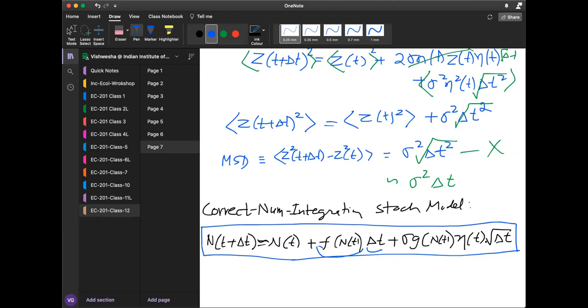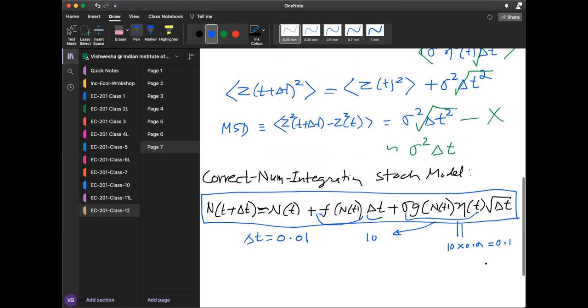Now, what you have to do here is multiply by square root of delta t. What does it really mean? Think about this. Imagine delta t was 0.01. Imagine all of this coefficient was hypothetically 10. So what will be the change because of randomness for this specific instant? It would be 10 times 0.01, which is 0.1. That's the change in the population density in that small time interval.